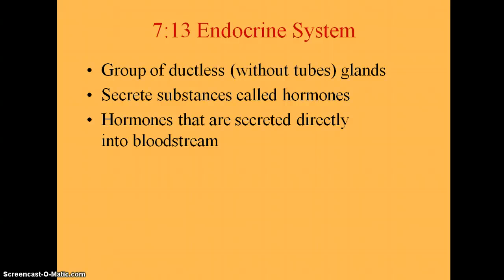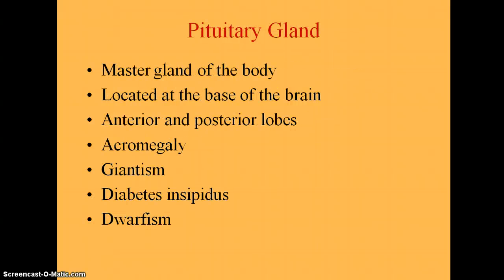In your textbook on pages 217 and 218 there's a table, but you also have it in your notes on Transparency 77 and 78, which are hormones of the endocrine system and their actions that they perform. The first one we're going to talk about is the pituitary gland.